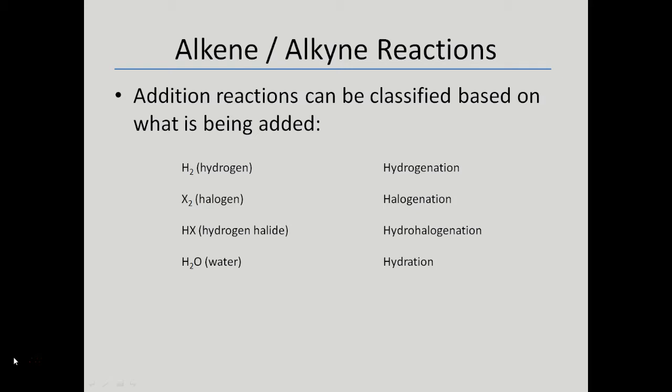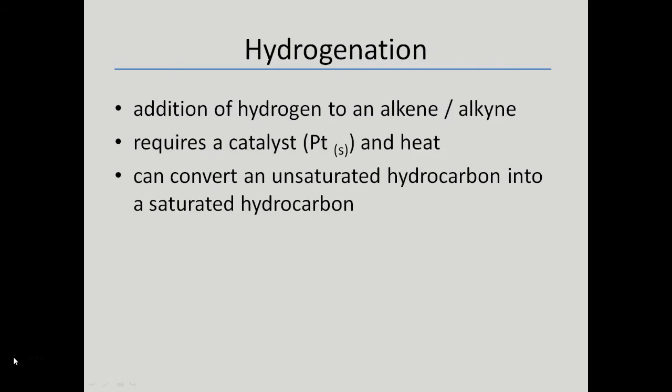We can have it undergo a hydrogenation, where we add hydrogen to it. We can have it undergo what's called a halogenation, where we add a halogen. A hydrohalogenation, where we add a hydrogen halide, for example HCl, or a hydration reaction, where we add water. Now, the different reactions have different conditions for adding on different things, and so we're just going to go through them quickly.